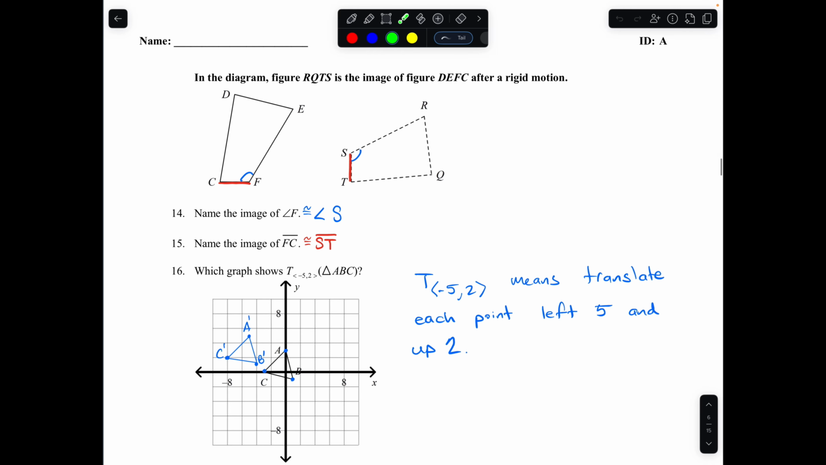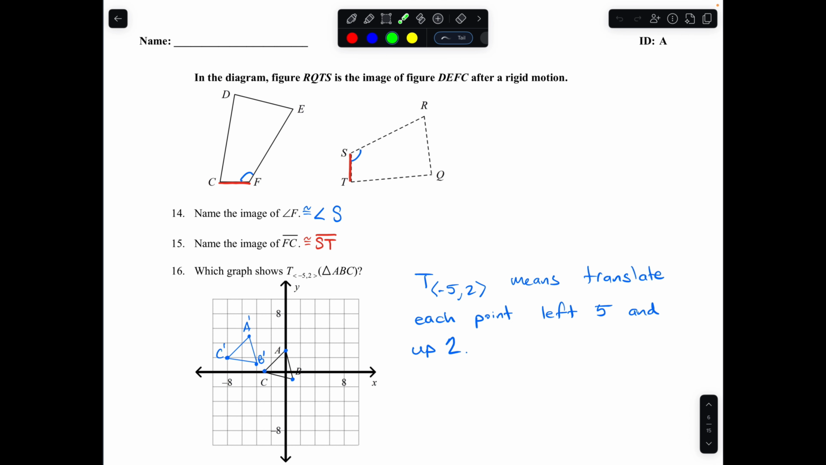All right, for 14 and 15, we are given a pre-image, or before picture, and an image or after picture. And we just want to match up corresponding points. So what's the image of F? Well, F is the point in the pre-image, and it seems like it's the biggest angle. It's definitely an obtuse angle. So the obtuse angle in the image is angle S.